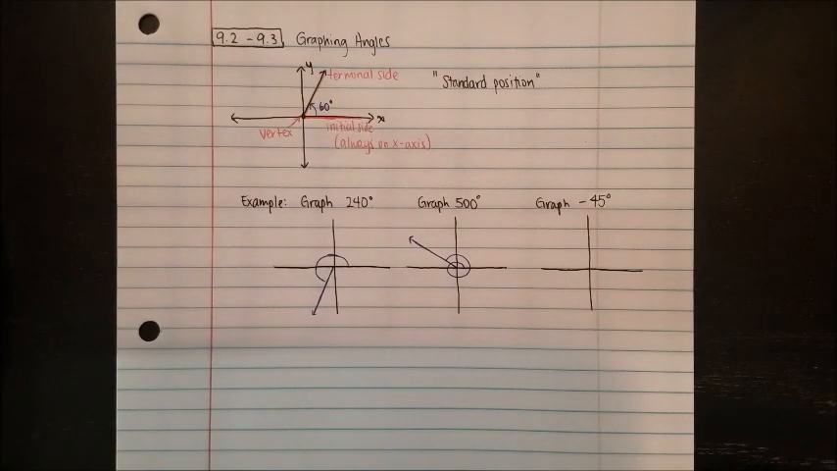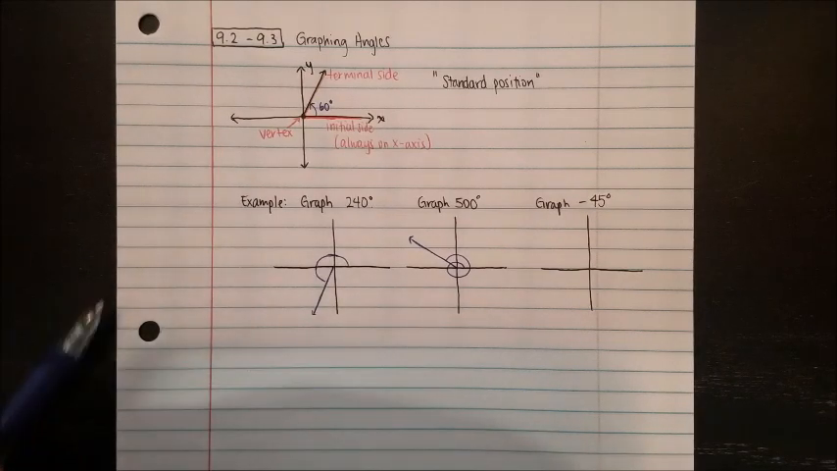Okay, for my next example, I wanted to graph negative 45 degrees. Oh my goodness, Miss Fernandez, what the heck? You can't have negative angles. Just kidding. When we're graphing, we can do negatives.